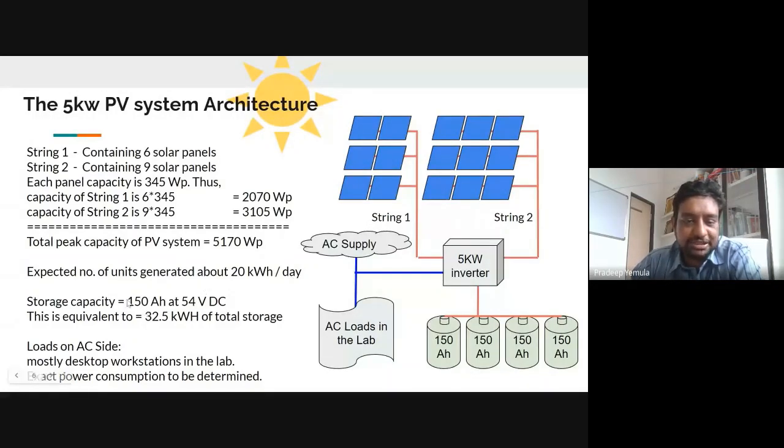Now, storage capacity 150 ampere hour at 54 volt DC. So these batteries which are there in the lower column are 150 ampere hour, and the output is 54 volt DC. The red color is all DC. And equivalent to 32.5 kilowatt hour of total storage. Okay, so 32.5 units of total storage. Loads on the AC side, mostly this lab load, that is desktop workstations and all.